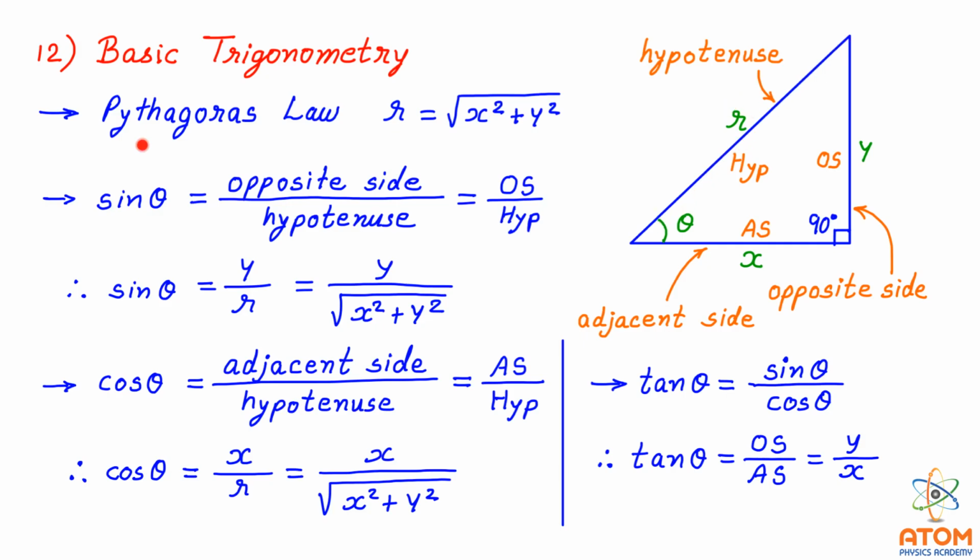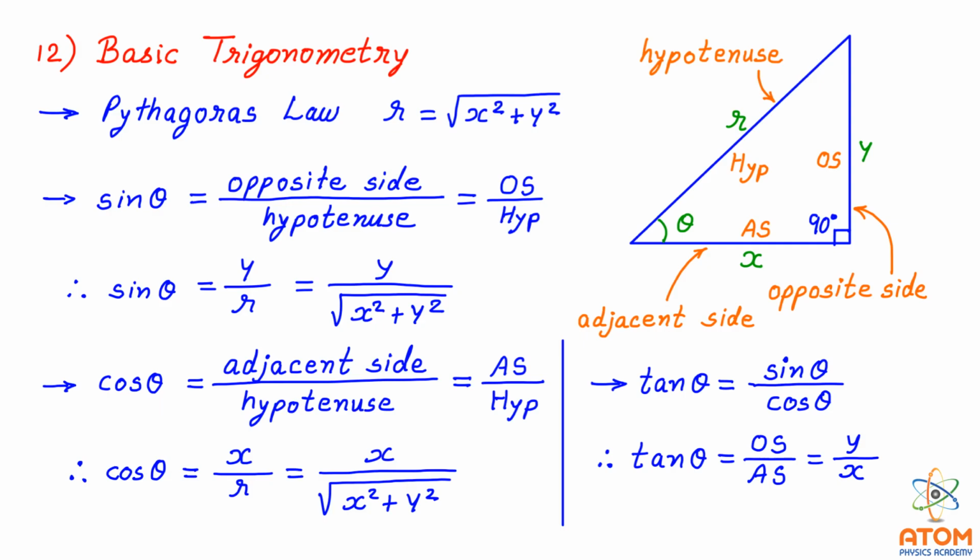Now first of all, Pythagoras law. Obviously this is the hypotenuse. So as per Pythagoras law, r square is equal to x square plus y square. So r can be written as under root of x square plus y square. Then sin theta. Sin theta is opposite side upon hypotenuse. So here opposite side y upon hypotenuse r. So sin theta is equal to y upon r. But again r is under root of x square plus y square. So you can write sin theta is equal to y upon under root of x square plus y square.